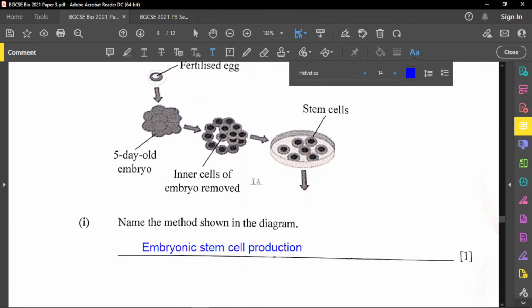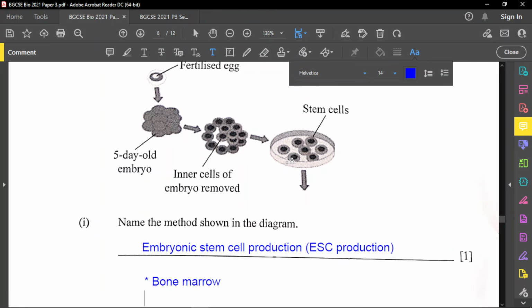Or simply, if you want to put this in, well, I don't think they will accept the abbreviation. I think you need to write it out so at least people know what you're doing. So ESC production means embryonic stem cell production. All right, the other methods that you may encounter, just in case, we also have one called the bone marrow stem cell production.